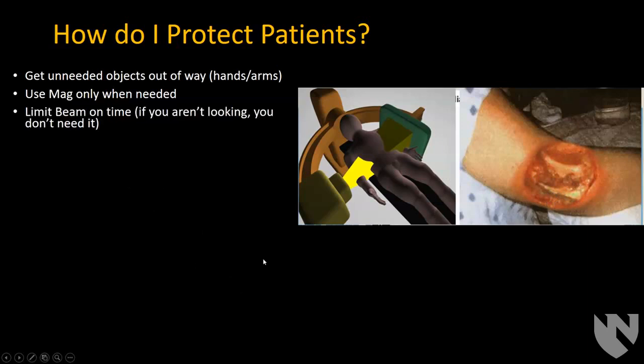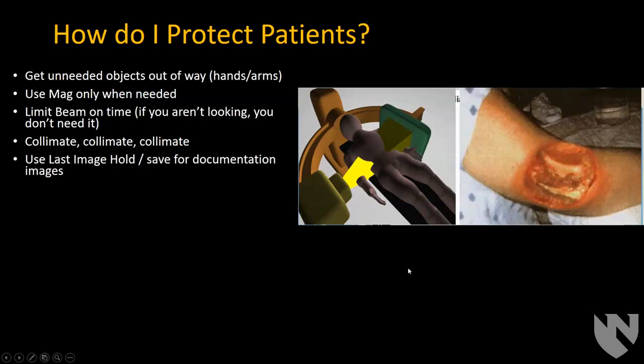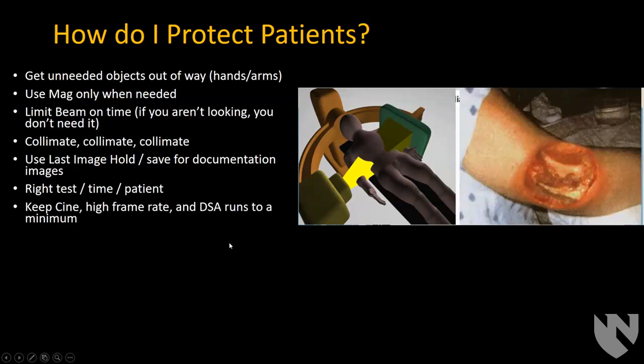Only use magnification when you need it. Don't keep the beam on if you're not looking or if you're not using it to get information that you need. Use collimation whenever you can. Only have the area that you're interested in in the field of view. Use last image hold or save for documentation. Don't do full exposures unless you really need the full resolution. Make sure that the test is indicated and it's being done at the right time on the right patient. Keep continuous cine exposures, high frame rates, and digital subtraction angiography runs to a minimum.